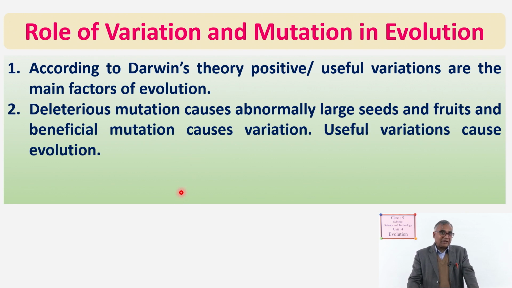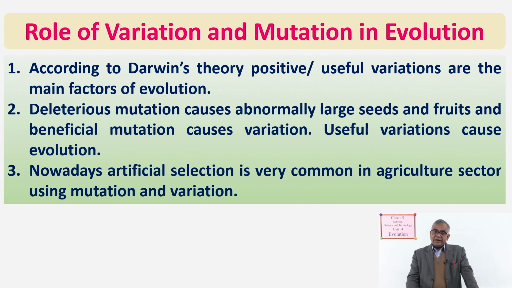I'm saying other organisms because if fruits are bigger, seeds are bigger, that is good for the organisms who depend on them for food, isn't it? Useful variations cause evolution. Okay, now the third one is, nowadays artificial selection is very common in the agriculture sector using mutation and variation. Genetic engineering is also a part of it.